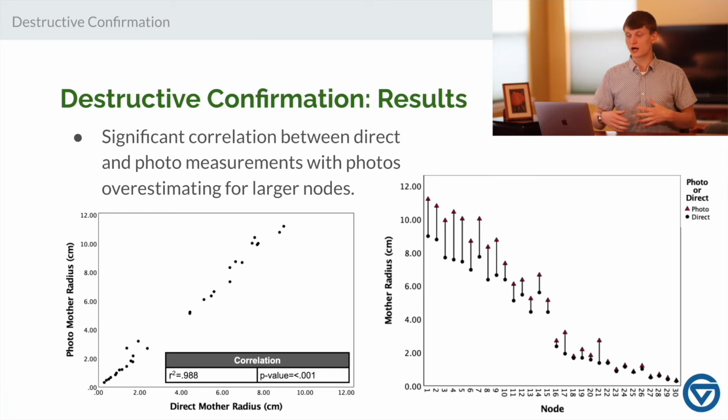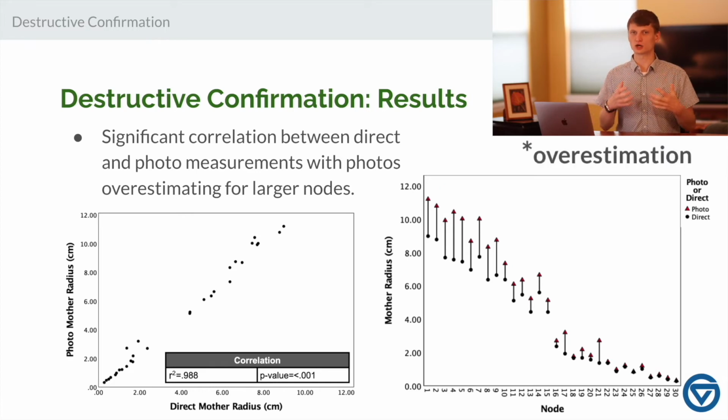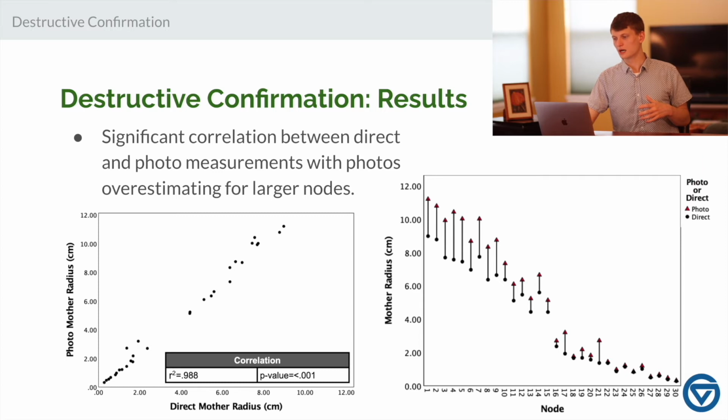strong correlation there. But when we look over on the right, we can see that in those larger nodes especially, the triangles here being the photos and the circles being the direct, when we see the mother radius compared versus the nodes, there's this consistent over-estimation in the larger, earlier nodes that diminishes as they get smaller. And though we're still trying to figure that out, we are still confident that photos can offer valuable data, especially because it's so close and because our models use relative measurements of the daughters and mothers, not so much the gross measurements. So even an error in the gross measurements, if the relative stuff is still correct, the model is still working just fine.